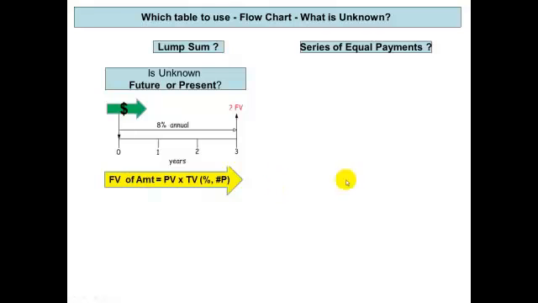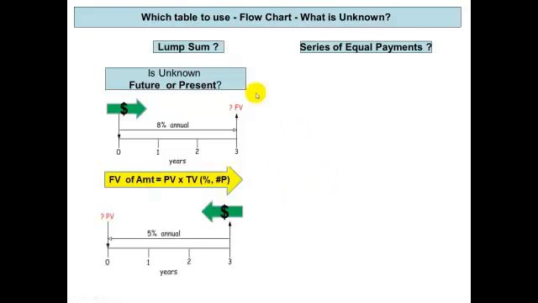and you're going to use the future value of an amount table. Next, if you're dealing with a lump sum and you're out here in the future and you're trying to figure out how much this payment that you made, or this amount out here, is worth in today's dollars, discounted back at a certain interest rate for a certain number of periods, you're going to use the present value of an amount table. And this exhausts all the possibilities for a lump sum.